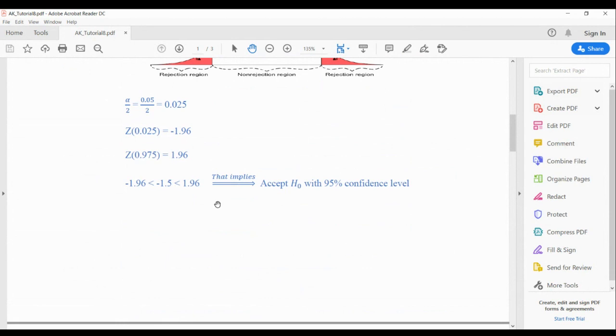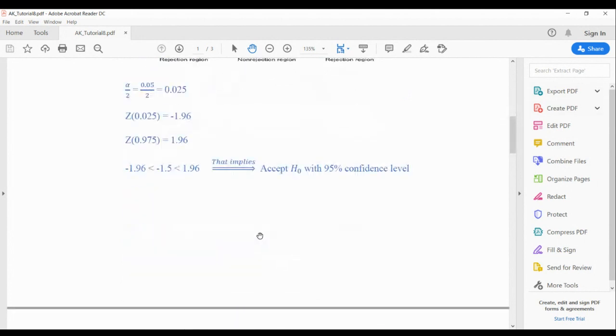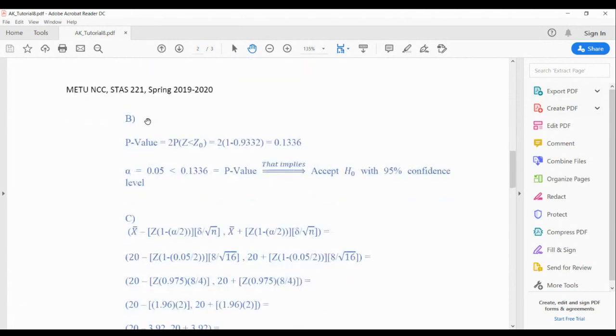Okay, so how to check finally? I can check that my test statistic falls between these two numbers, you see, inside my acceptance area, not in my rejection area. If it was more than 1.96, we reject that hypothesis, null hypothesis. If it is less than minus 1.96, again, we should reject H0. So this one implies that we should accept H0, or there is not enough evidence to reject H0 with 95% confidence level.